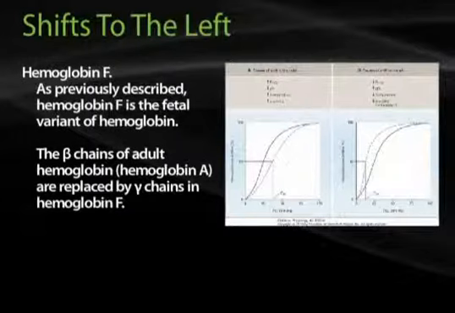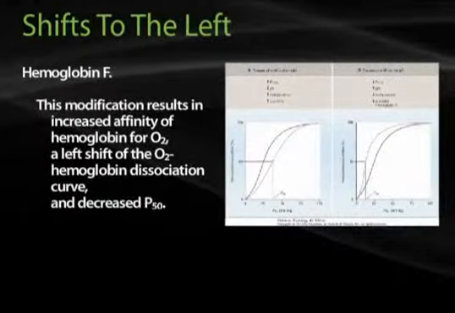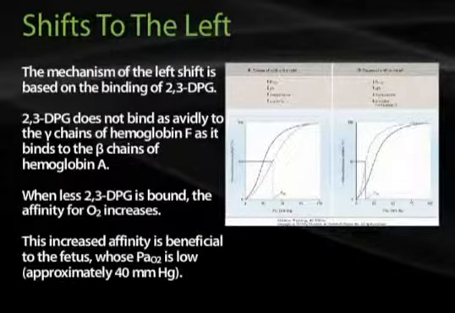As we described previously, hemoglobin F is the fetal variant of hemoglobin, with the beta chains replaced by gamma chains. This modification in hemoglobin produces an increased affinity of hemoglobin for oxygen, a left shift of the oxygen-hemoglobin dissociation curve, and a decreased P50.